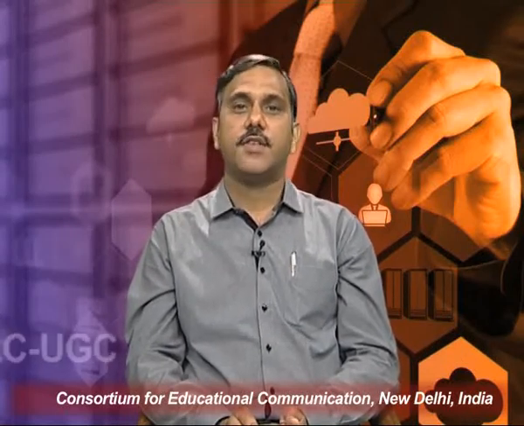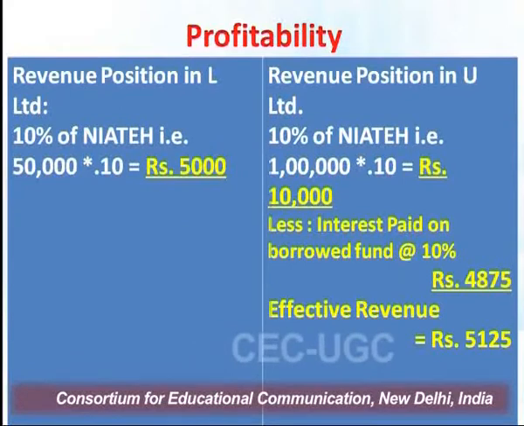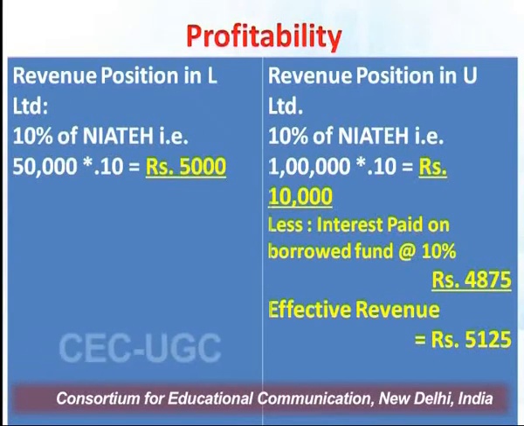Now let's see whether it is profitable or not. For profitability, we have to compare the present revenue position in L Limited with the prospective revenue position in U Limited. If we look at the present revenue position of Mr. A, he has a right of 10% in the net income available to equity holders, which is 50,000 rupees. So his share out of that becomes 5,000 rupees. And here the condition is this revenue should not decrease, which means 5,000, it may increase. It is good, it is always welcome, but it should not decrease.